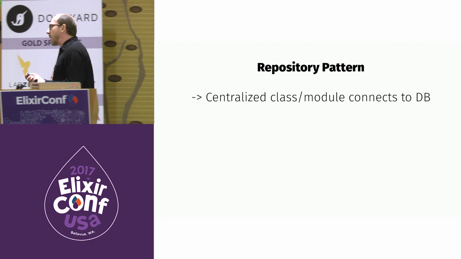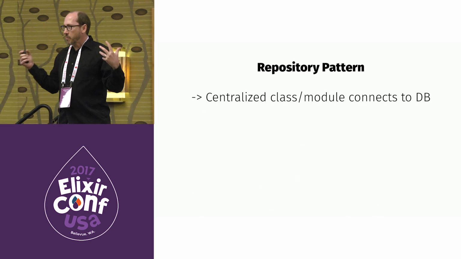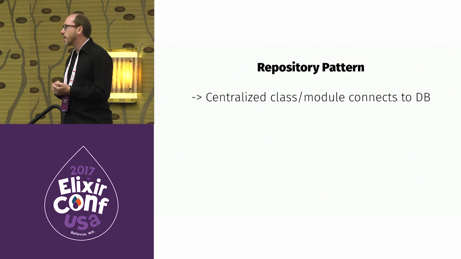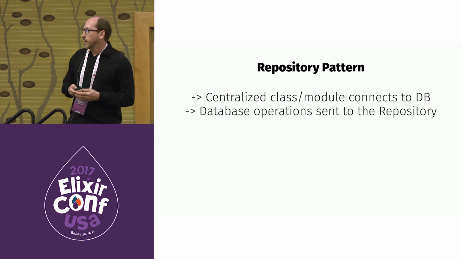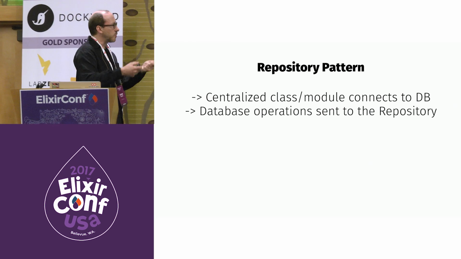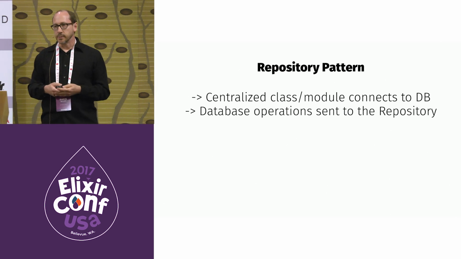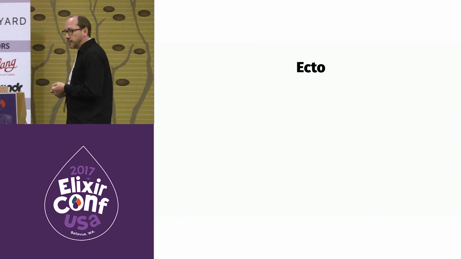The repository pattern has a different take. The central idea is that there is some piece of code in your application, a module, a class, an object, whatever it happens to be, and it alone knows how to talk to the database. And so the rest of your application queues up operations and hands them off to the repository. And the repository sends it across the wire to the database. Simply put, if you want to talk to the database, you talk to the repository.